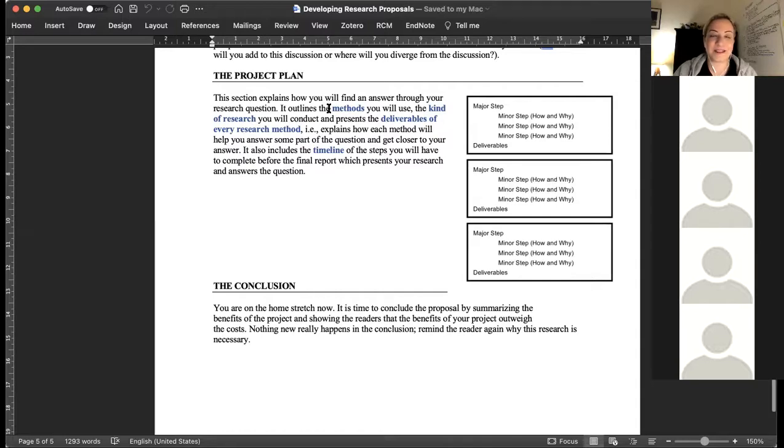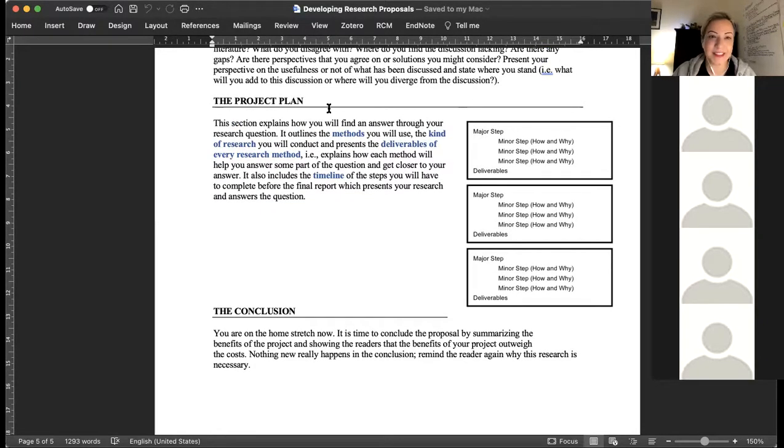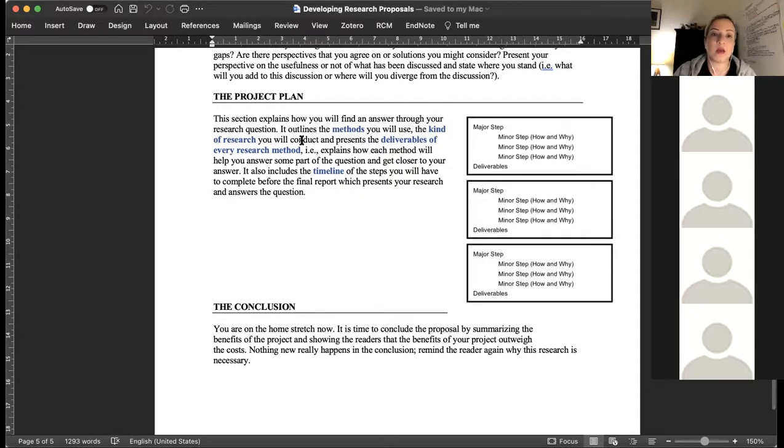To go back to the project plan, where was I? Yes, project plan. So here in this section, we will find an answer. So we're not going to, no, not yet. We're not going to find an answer yet. This section explains how you will find an answer through your research question. So it outlines the methods that you will use, the kind of research you will conduct, and present the deliverables of every research method. So the major step and the deliverables, including the minor steps.